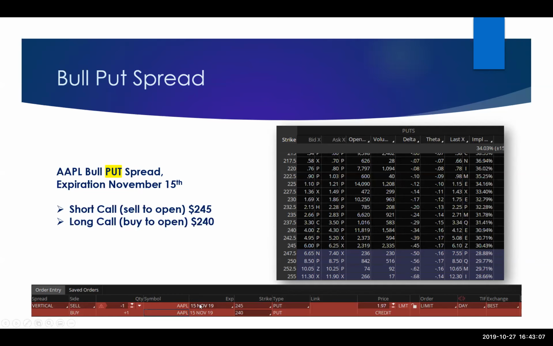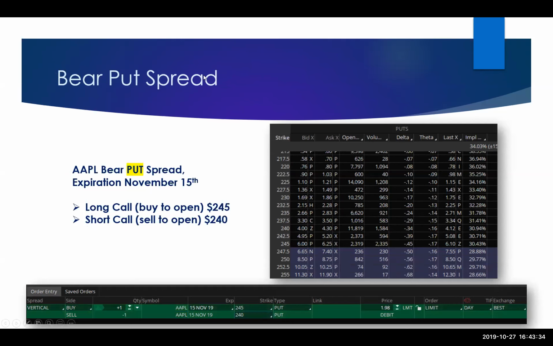Same November 15th expiration on both. I'm going to sell the 245 for $6 and change, and I'm going to buy the 240 for $4 and change. Because I'm selling it, I'm collecting about $6 and I am paying out about $4. So I'm going to have a net credit of about $2 here, right? You with me? All right, a bear put spread.